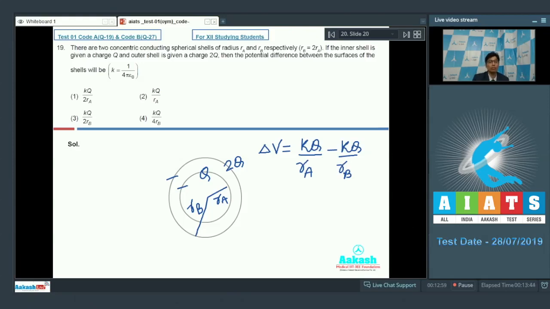Rb can be written as equal to 2Ra because it is given in the question. So we can write delta V as KQ by Ra minus KQ by 2Ra, which is equal to KQ by 2Ra. So the correct answer for this particular question should be option number 1. Now dear students, let us proceed to the next question, which is question number 20.